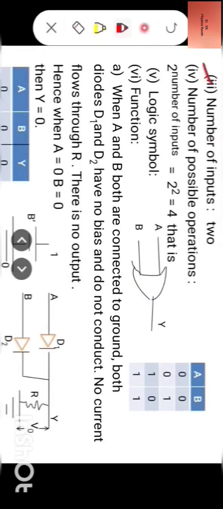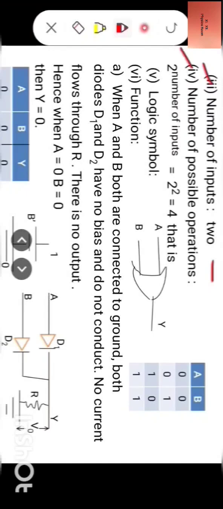3. Number of inputs. The number of inputs of an OR gate is 2. It can be 3, it can be 4, but here we are to deal with a 2 input OR gate. So the number of inputs is 2.